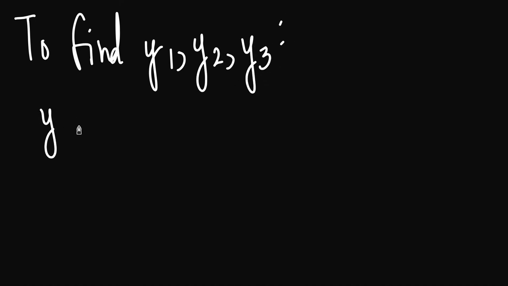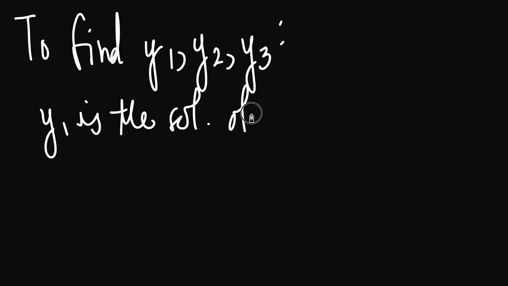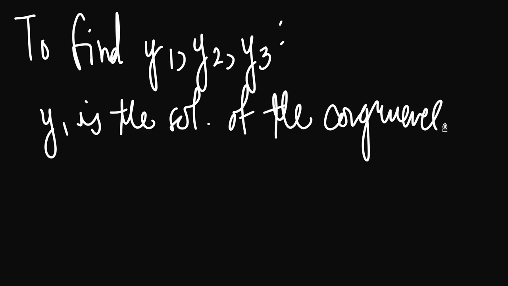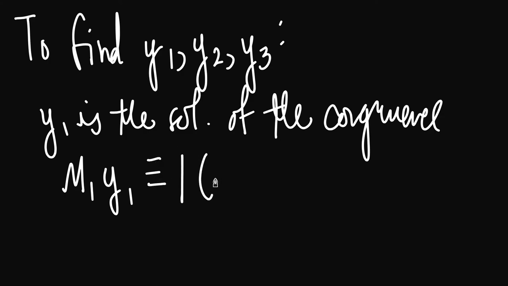To find y sub 1, y sub 2, and y sub 3, we do this. So y sub 1 is actually, recall, the solution of the congruence big M sub 1 times y sub 1 is congruent to 1 mod small m sub 1.